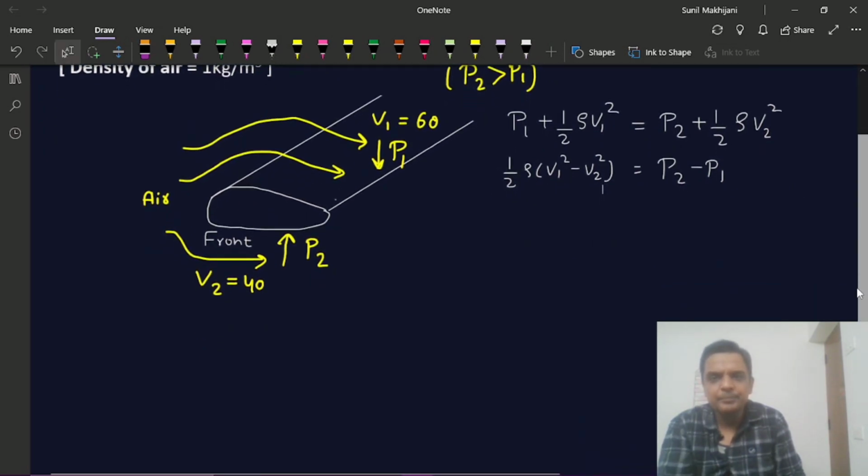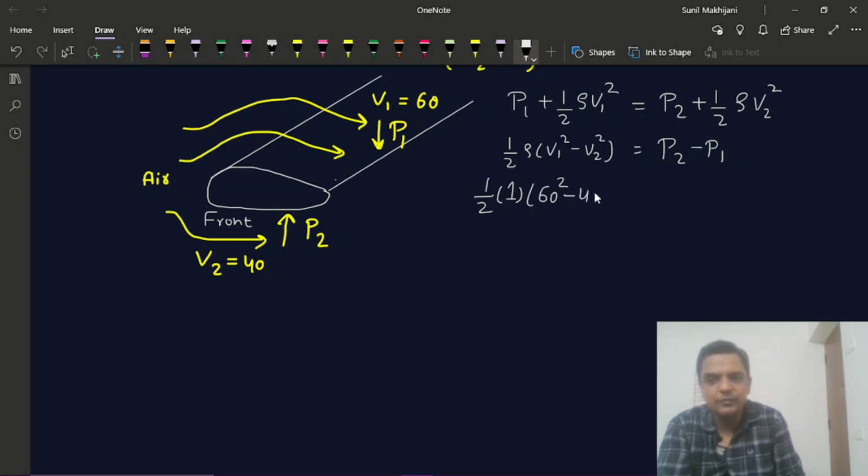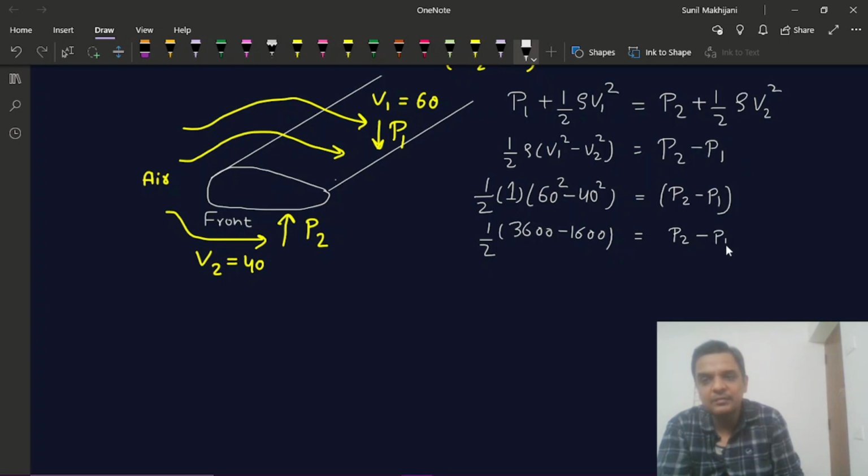Now, we just have to substitute the values. Half rho, where rho is the density of air, is given as 1. V1 is 60 meter per second. V2 is 40 meter per second. And from this you will get P2 minus P1. So just solve it. It is 3600 minus 1600, into half. It will give you the pressure difference, P2 minus P1.